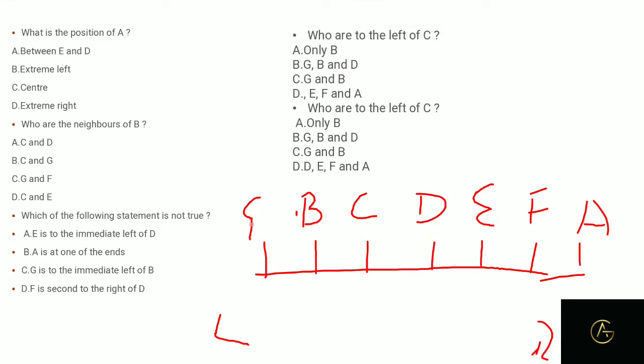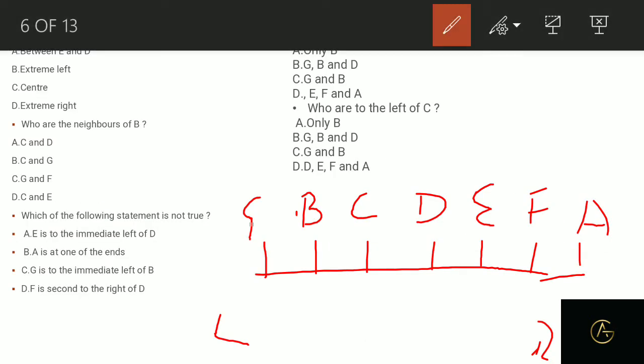What is the first question? What is the position of A? Where is A? Between E and D? No. Extreme left? No. Center? No. Extreme right? Yes. What is the answer? Extreme right. This way is right. Next, who are the neighbors of B? C and D? No. C and G? Yes. Second one. This is G and this is C.